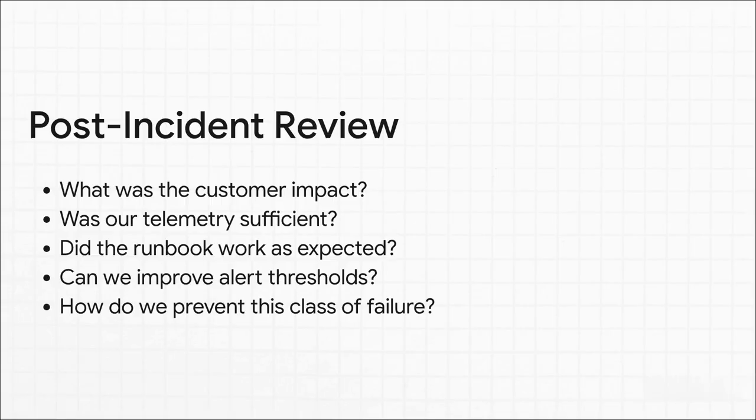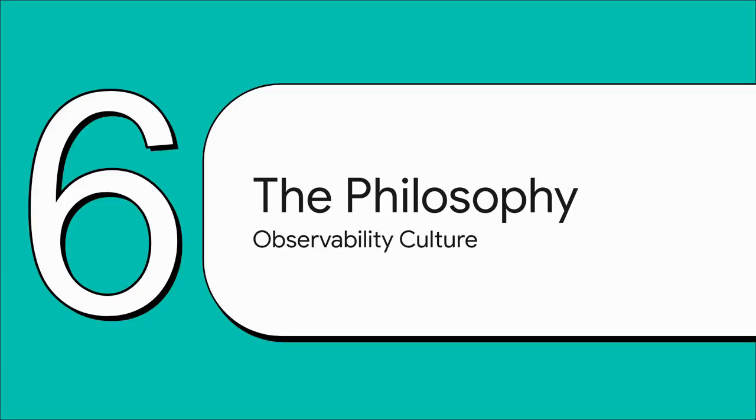Did we have enough data to find the root cause quickly? Did our runbook actually help, or does it need to be updated? And then, the biggest question of all, how do we prevent this entire class of failure from ever happening again? And that kind of thinking leads us to the final and, I think, most important step. This is where you move from seeing observability as just a tool for responding to incidents to making it a core part of your engineering culture.